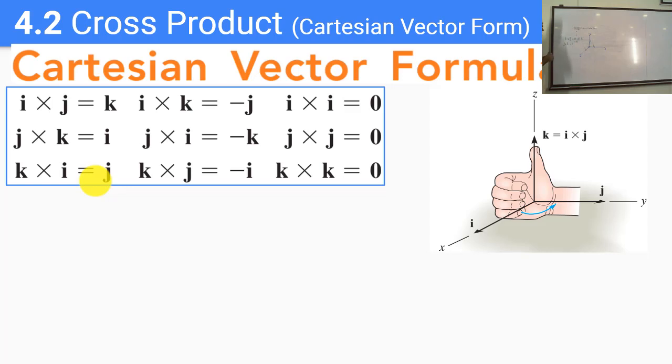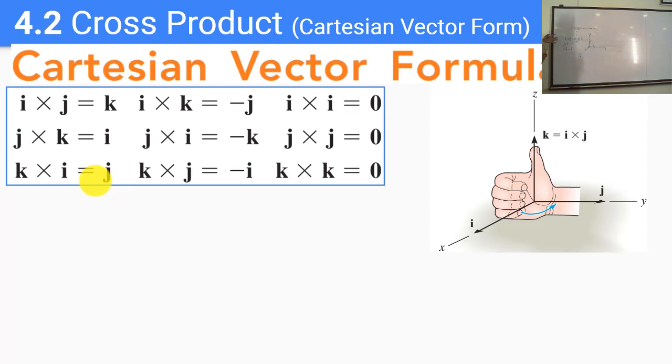Let's do one more. We have done i cross j, we have done j cross k. Let's now do i cross k. When we do i cross k, I have to curl my fingers from i towards k. So I can already see that the unit vector is going to be in the j hat direction.